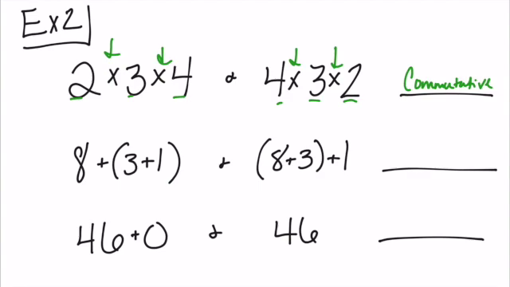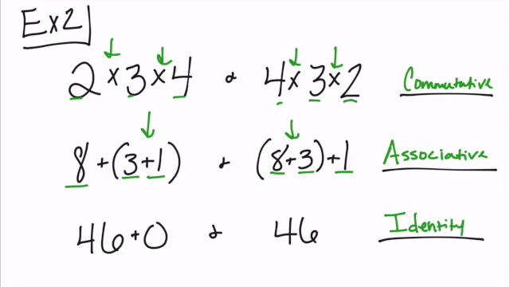Let's look at the next one. We have 8 plus 3 plus 1, 8 plus 3 plus 1. But look what changed. Here the 3 and the 1 are together, and here the 8 and the 3 are together. You should have noticed that that is the associative property. And down here at the bottom, there's 46 plus 0 and 46. Well, did 46 change? No, it kept its identity. Okay? So I hope you got those right.